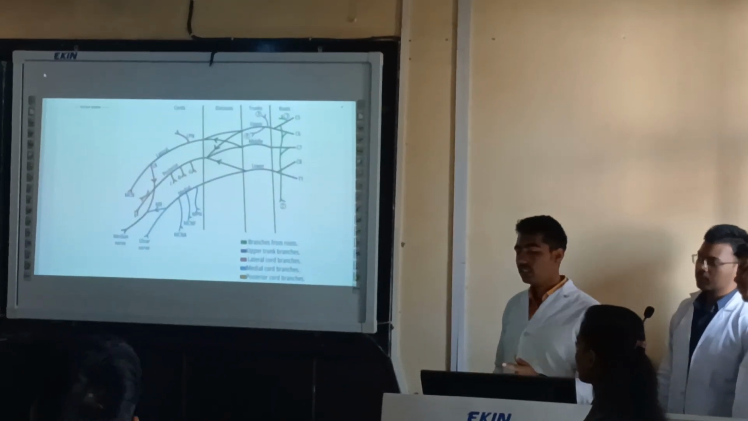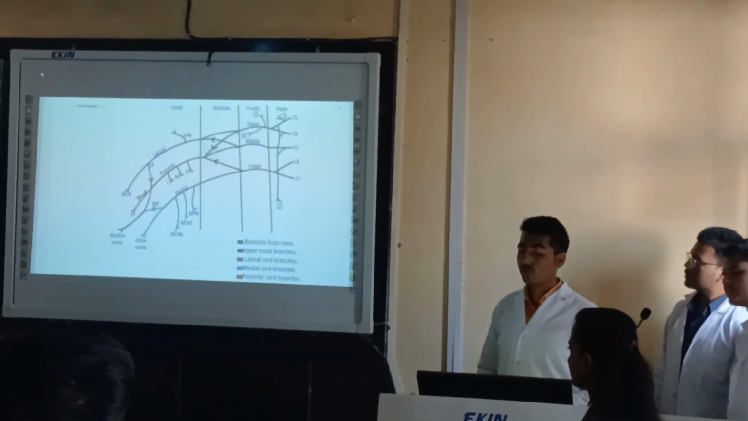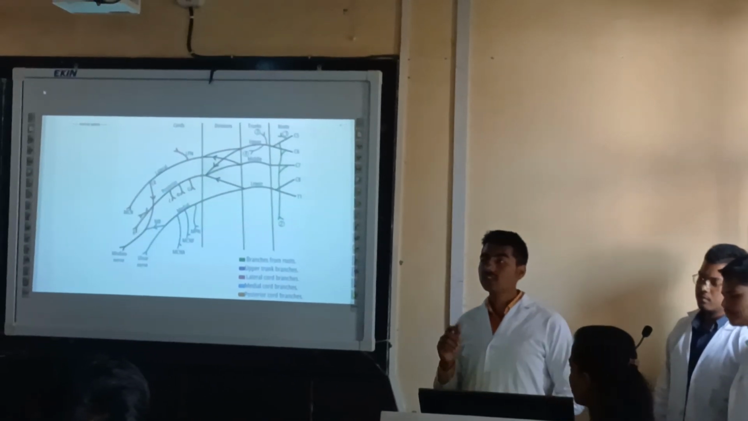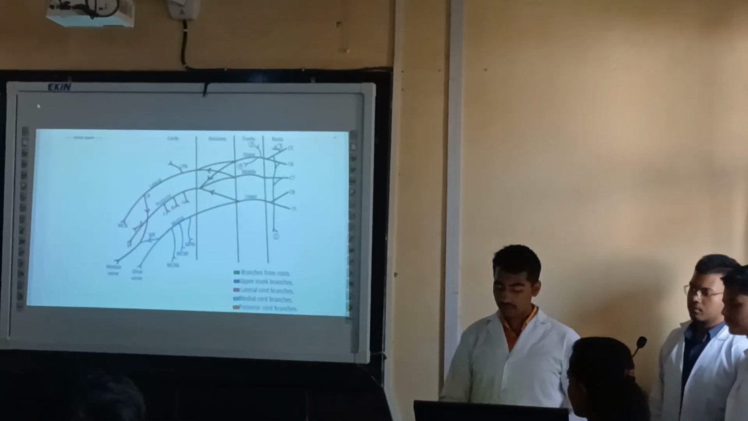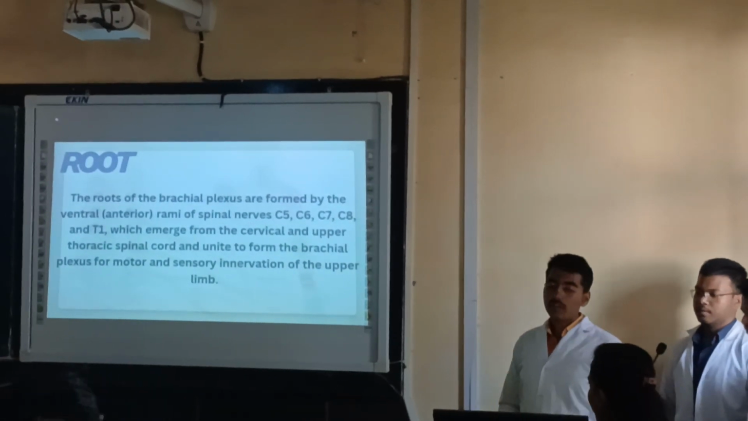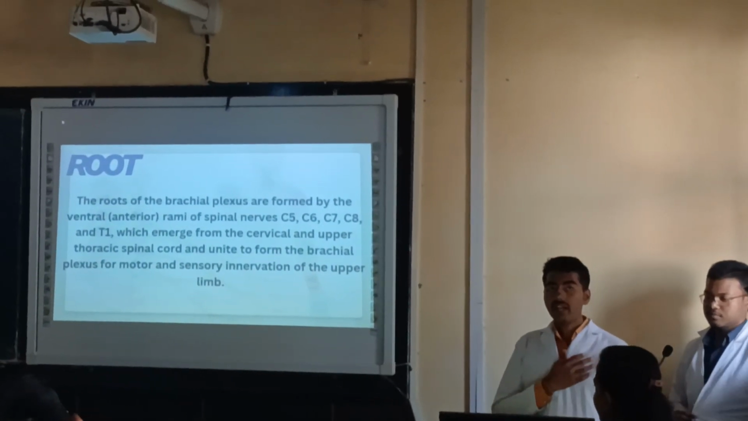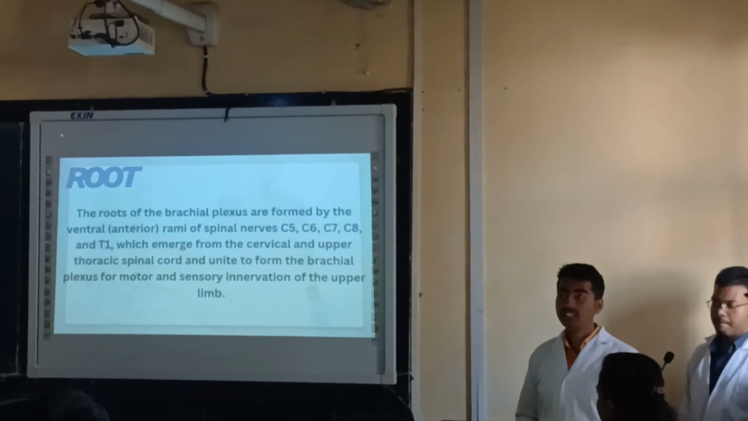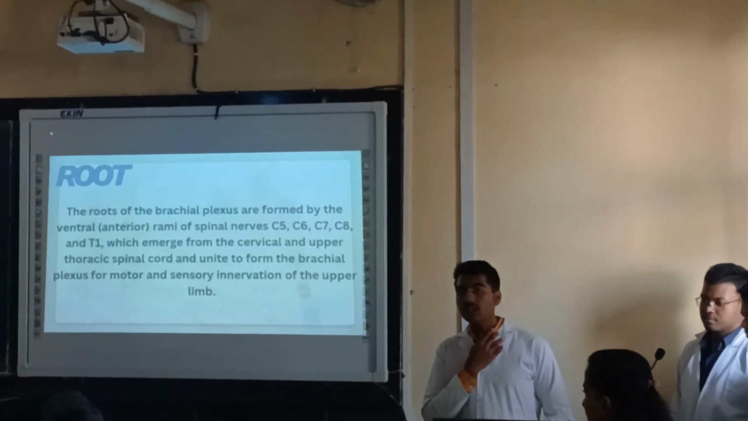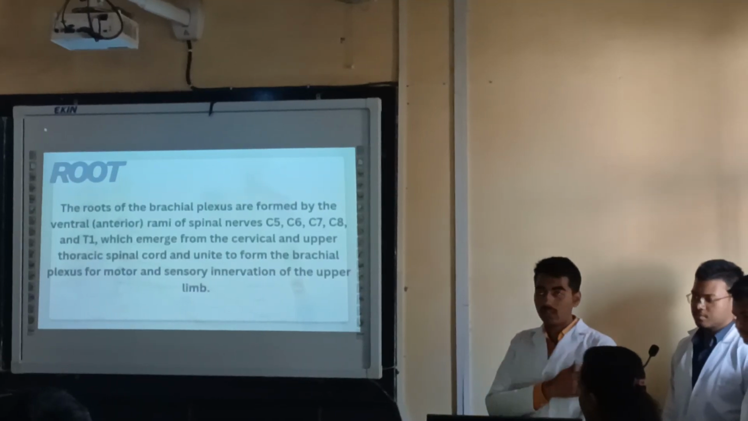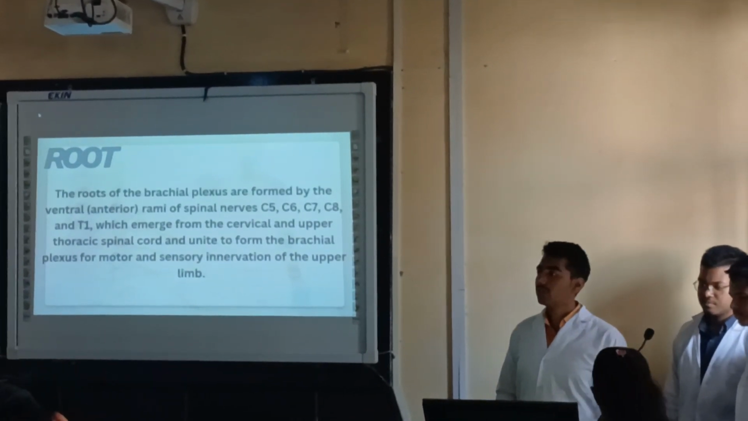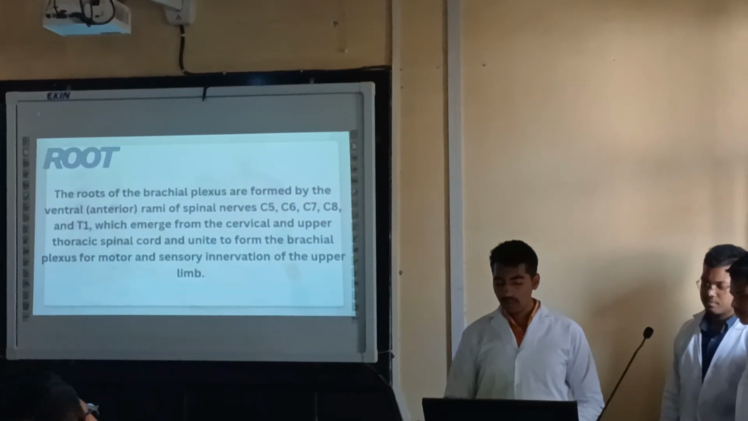You can see the 2 branches coming out from roots, 2 from the trunks, and one thing to note is that there is no branch coming out from the divisions. So what is root? The roots of the brachial plexus are formed by the ventral rami of C5, C6, C7, C8 and T1, which emerge from the cervical and the upper thoracic spinal cord and unite to form the brachial plexus for the motor and sensory innervation to the upper limb.